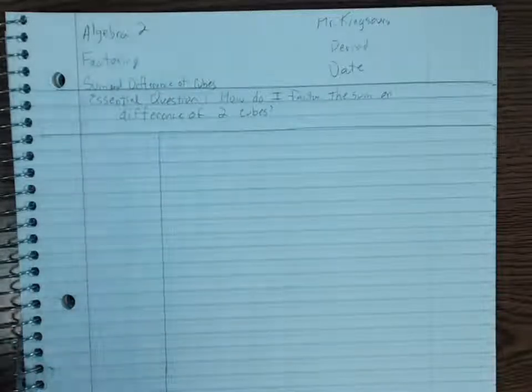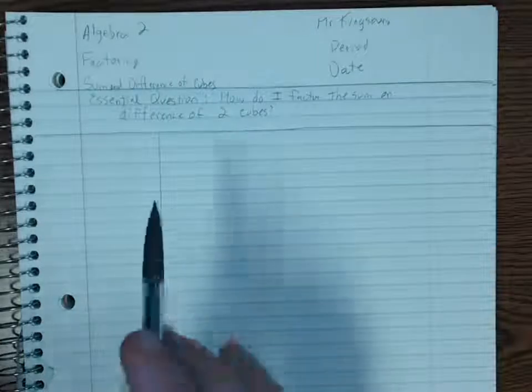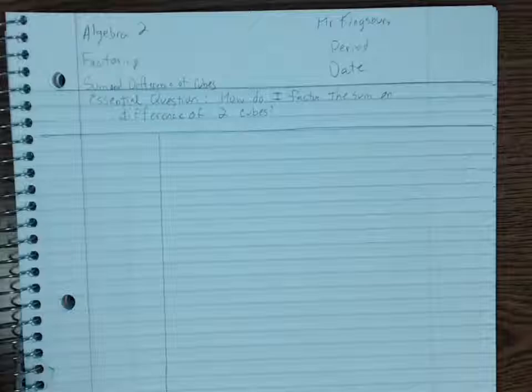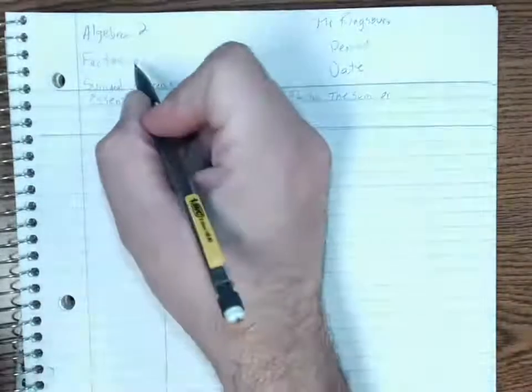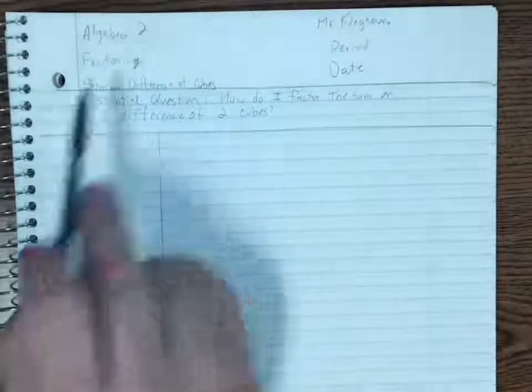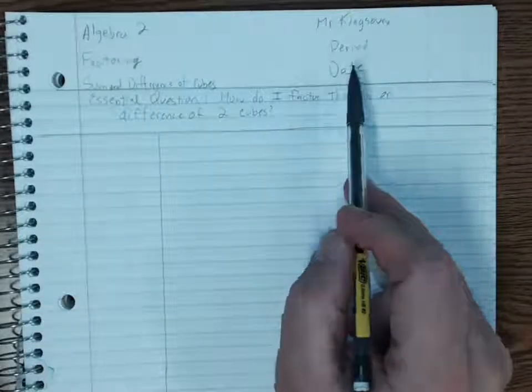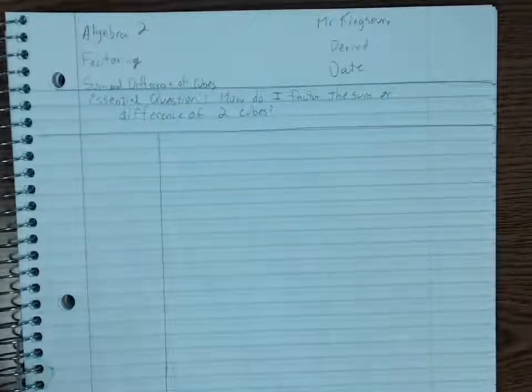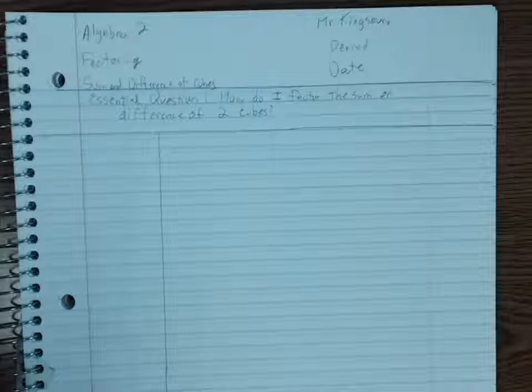Just mostly some examples, but I wanted to give you some background on what's called the sum and difference of two cubes. Of course, we're in our factoring unit. This is actually the last set of notes for the factoring unit here in Algebra 2. Don't forget to put your period and the date. And our essential question today is, how do I factor the sum or difference of two cubes?